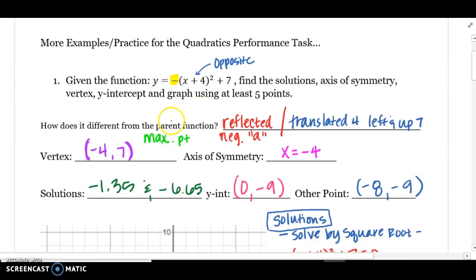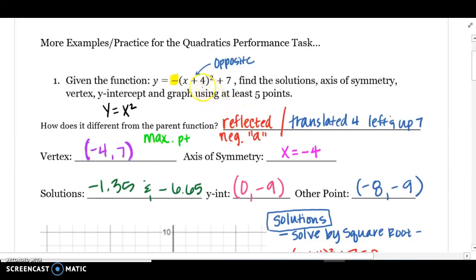First thing we need to talk about is how does that differ from the parent function? Remember, the parent function is y equals x squared. So if we put a negative out in front of it, it's reflected because the a value is negative. It's also translated 4 left and up 7. That positive 4 in there makes it go left 4, and then the positive 7 at the end causes the quadratic equation to go up 7. So it's reflected, translated 4 left, and up 7.